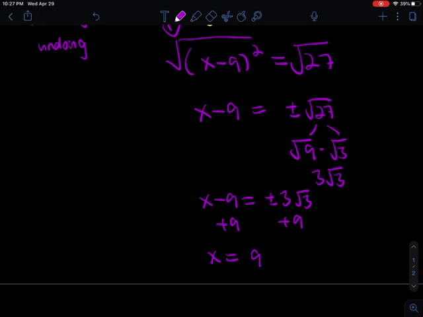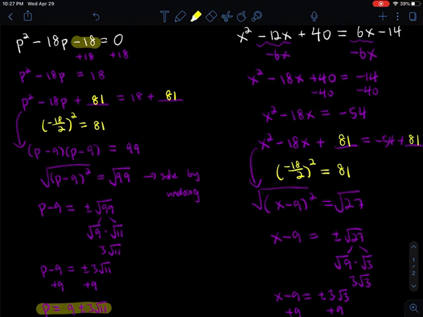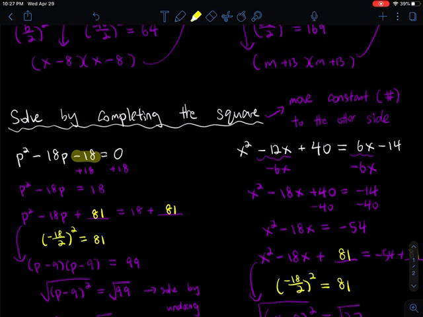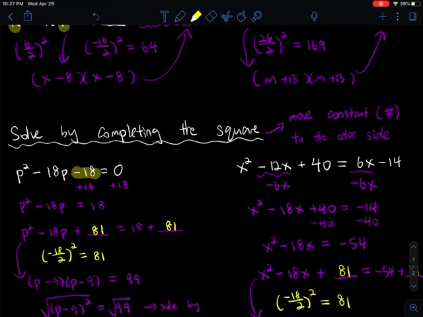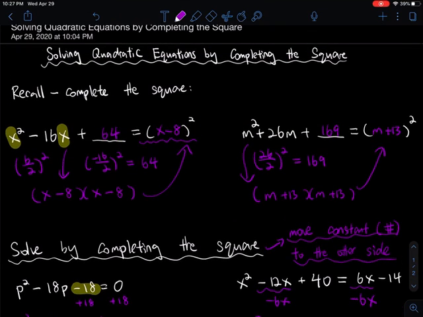And then to get x by itself, we need to add 9 to both sides. Okay, and there it is. x is equal to 9 plus or minus 3 root 3. Okay, so that is it in terms of our fourth method of solving quadratics, which is completing the square. And once again, you want to always move the constant to the other side and then have the variables on one side.